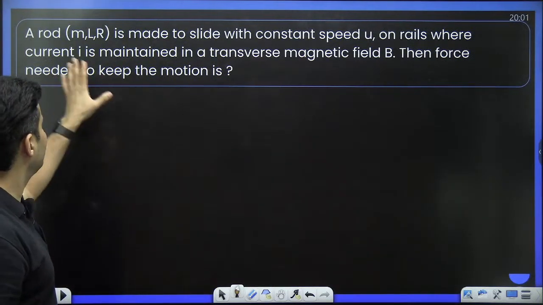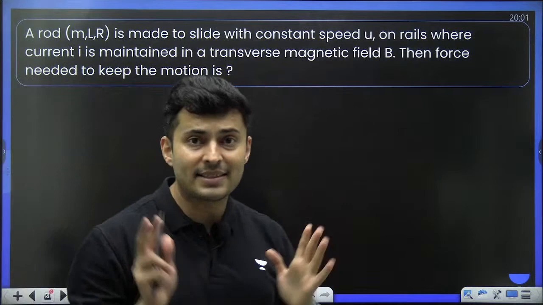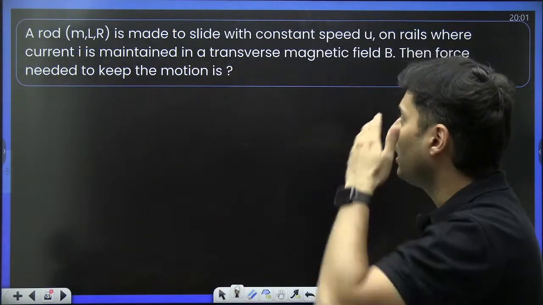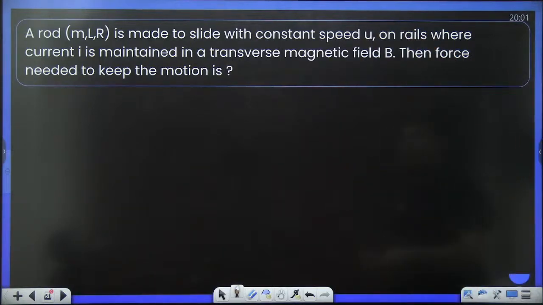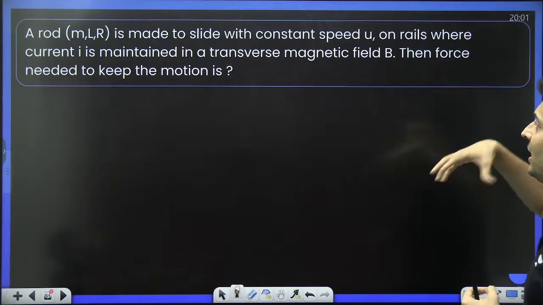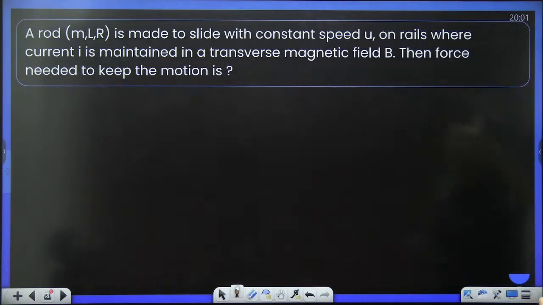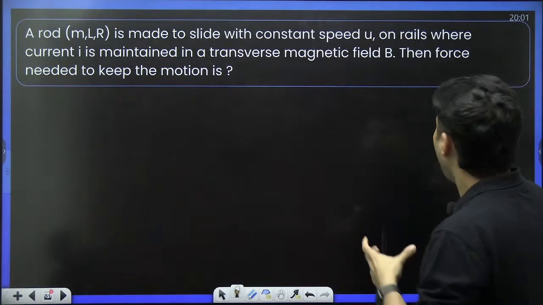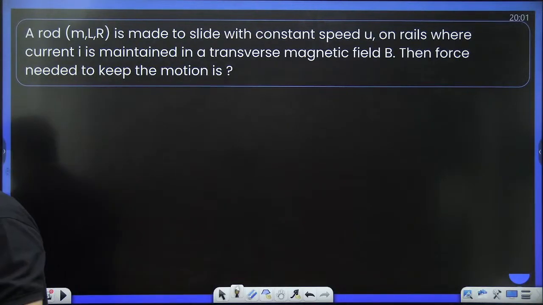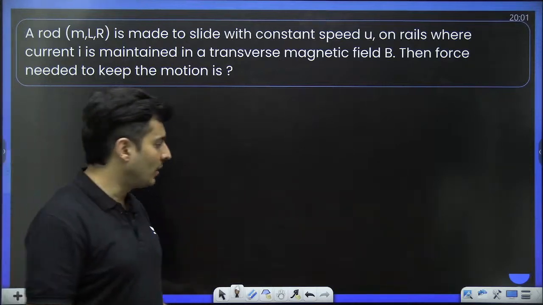Observe this. There is a rod of mass M, length L, resistance R. It is made to slide with a constant speed on the rails where some current is maintained, in a transverse, perpendicular magnetic field. How much force is needed to keep it in motion? Okay, let's try to understand.